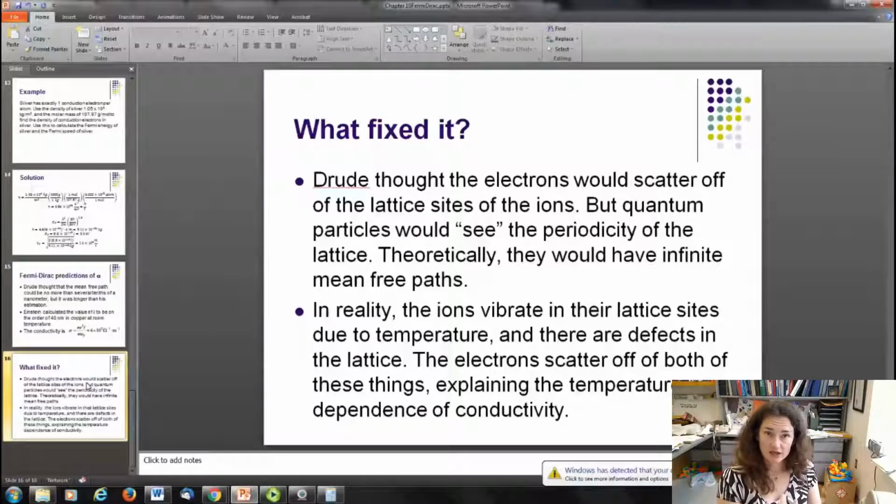So electrons scatter off the vibrations of the ions. They also scatter off defects. Both of these are temperature dependent effects, which is why in metals we see an increase in the resistivity, a decrease in the conductivity as the temperature goes up. Okay, so this is very consistent with a quantum model, and the Fermi-Dirac statistics quite accurately predict the conductivities and the heat capacities, which I'm not going to go into in these lectures, for electrons in the lattice.